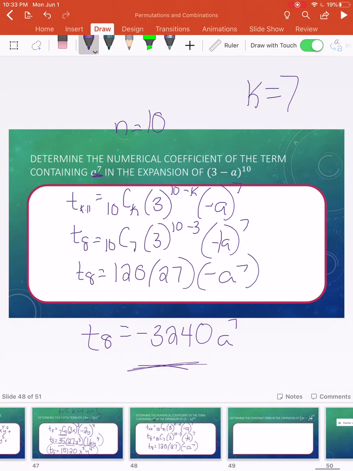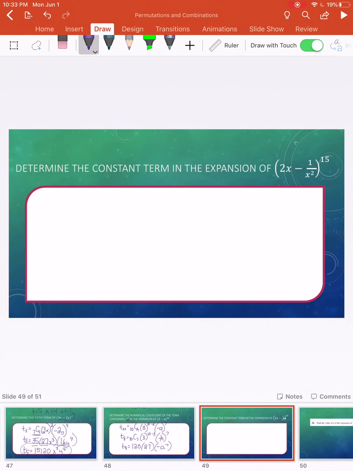All right, we have a couple questions left. Determine the constant term in the expansion of 2x minus 1 over x squared to the 15th. So there's definitely a lot of different ways you can do this. What I'm going to do is we need to figure out the constant term. So constant means where there's no variables. So really, I want to figure out where these cancel out.